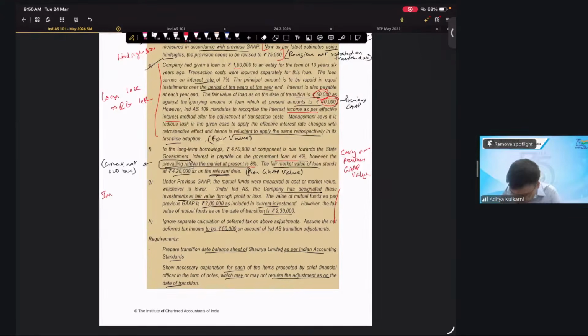So, investment account debit to retained earnings. Yes or no? Yes, sir. 30,000.